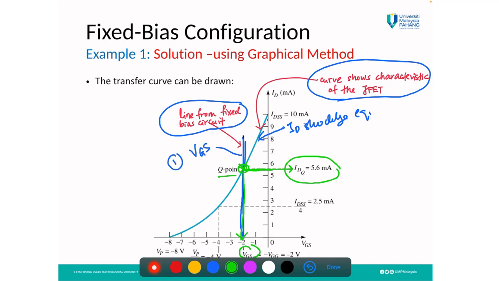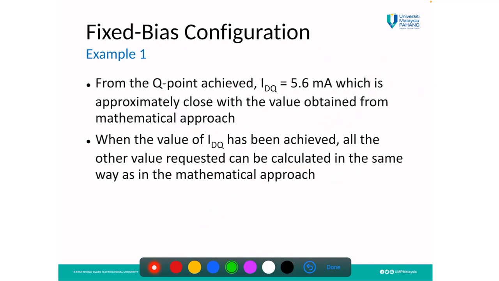So that's all for the graphical method, and let me see what we get from the Q point achieved. The IDQ is 5.6 milliampere, which is approximately close with the value obtained from the mathematical approach. When the value of IDQ has been achieved, all the other values requested can be calculated in the same way as in the mathematical approach, which means you can solve this question either by using the mathematical approach or the graphical approach.